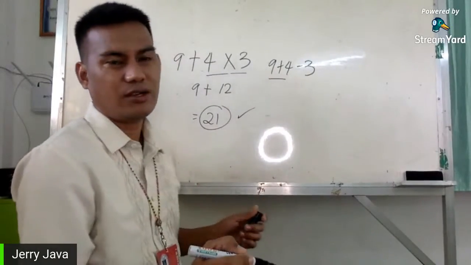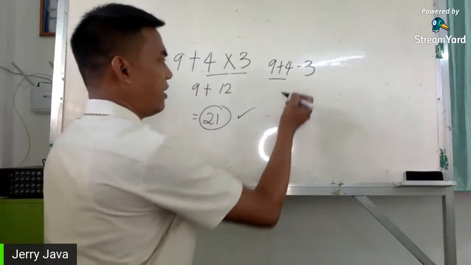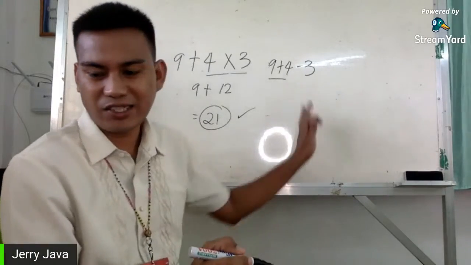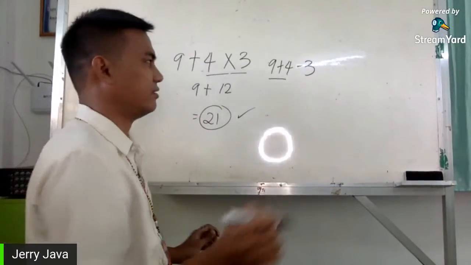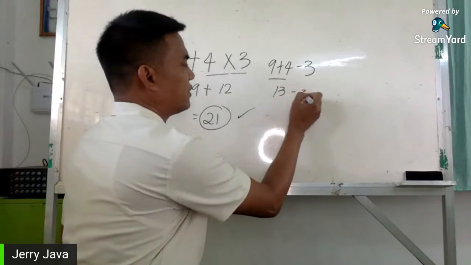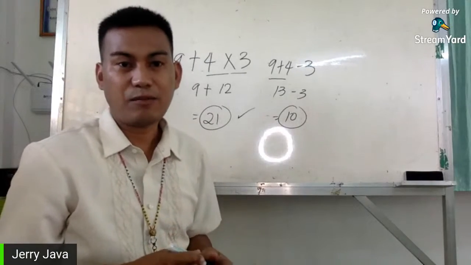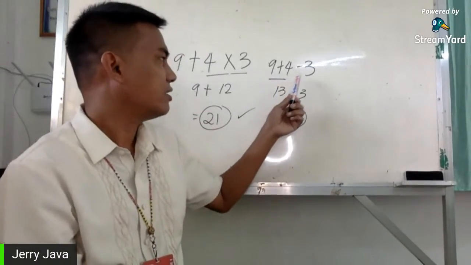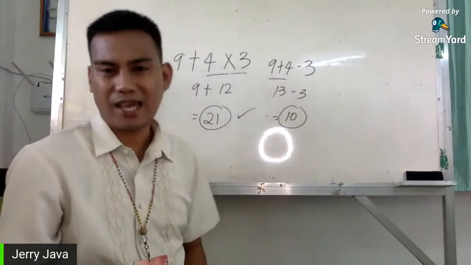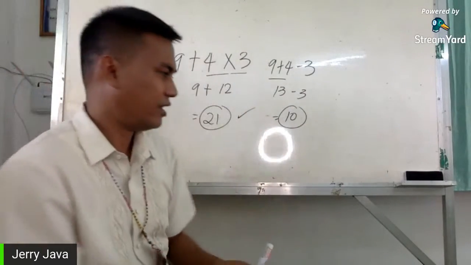This gives you 13. Minus 3. This gives you, what's your final answer here? 10. So 9 plus 4 gives you 13, minus 3 gives you 10. Right, 9 plus 4 is 13. Then subtract 3 equals 10. Okay? Let's try another.